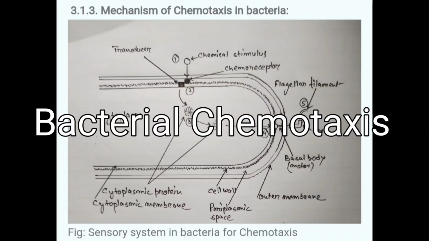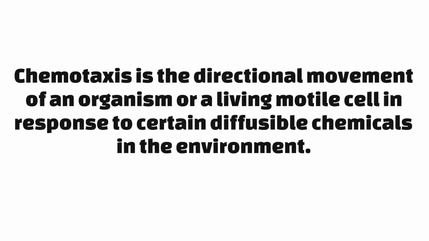Today's topic is bacterial chemotaxis. So, what is chemotaxis? Chemotaxis is the directional movement of an organism or a living motile cell in response to certain diffusible chemicals in the environment. Here, diffusible means the chemical which can penetrate the cell membrane by osmosis.